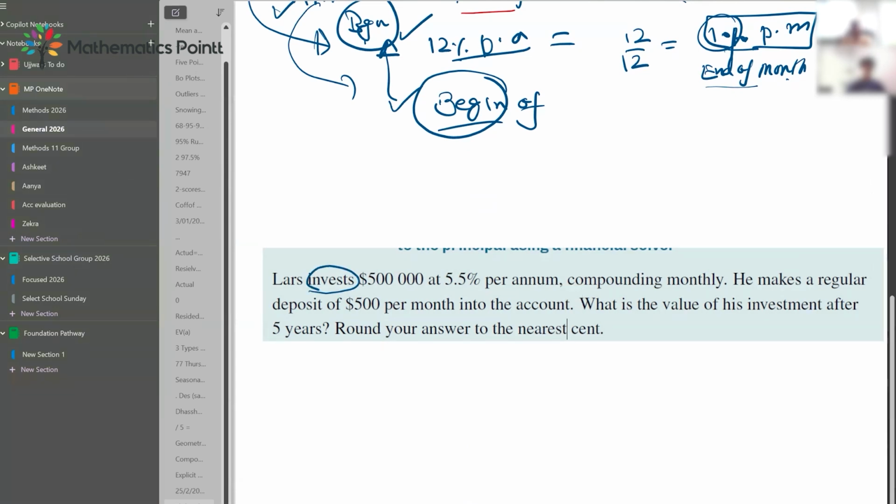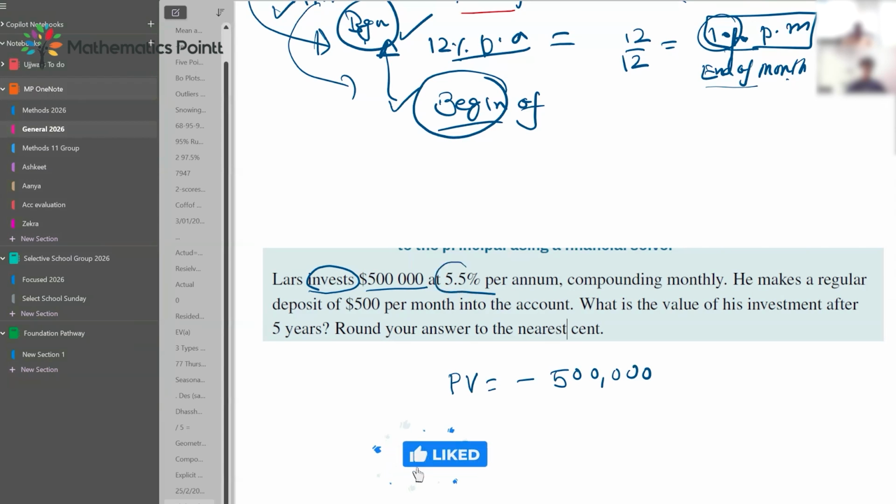Lars invests. Okay, investment means money is going out of Lars' bank account. How much is he investing? $500,000. So can you put PV equals to negative 500,000 because money has gone out. At 5% per annum, I value is 5% per annum. So it is an annum value. Compounding monthly, can you go and put CPY equals to 12?